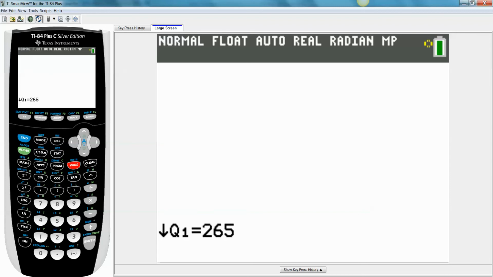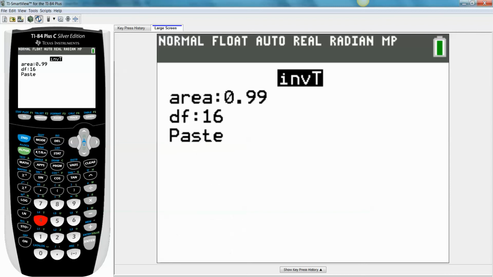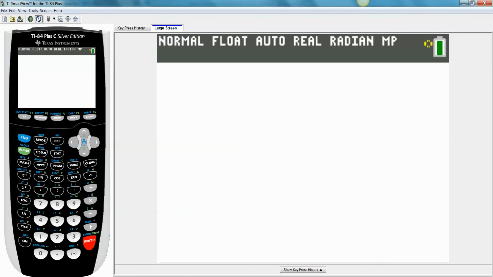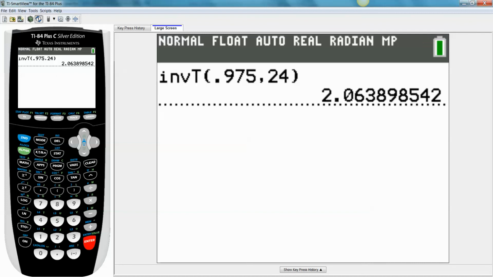Let me grab the calculator and do it. So it's inverse T, 0.975. Our degrees of freedom was 24. Paste. Enter. 2.064, just like the table came up with.